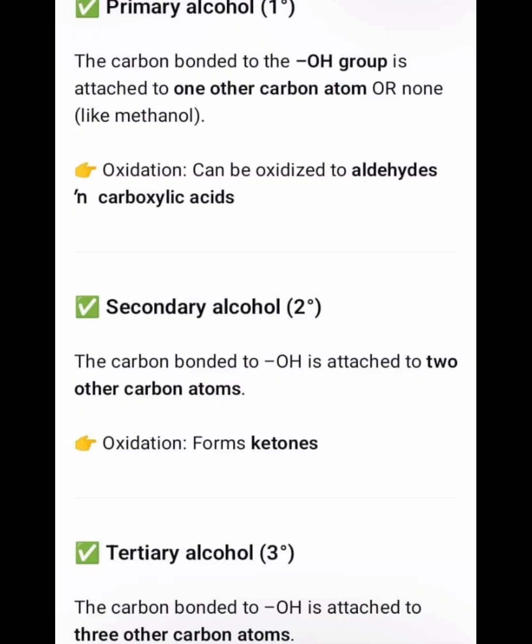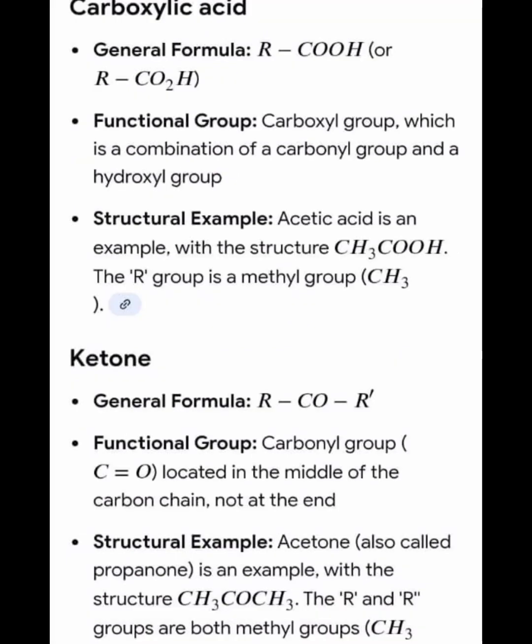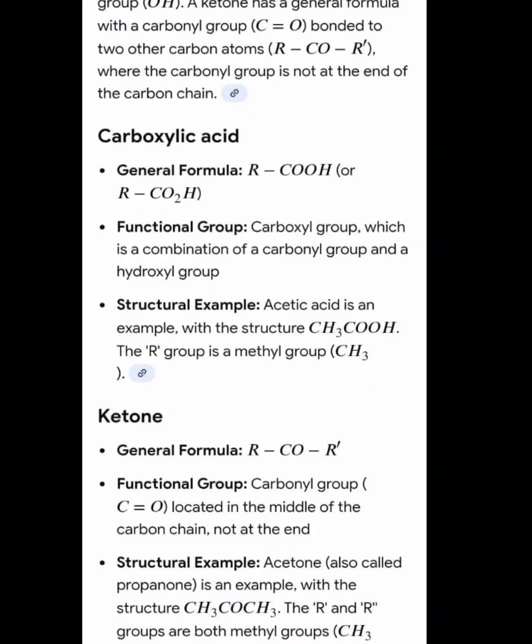What about primary alcohols? Do they form ketones? No. When they undergo oxidation, they can be oxidized to form aldehydes or carboxylic acids. They form aldehyde or carboxylic acid after undergoing oxidation.